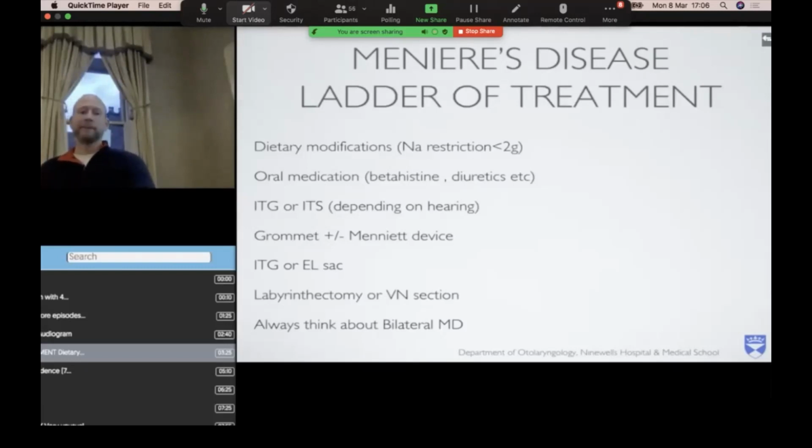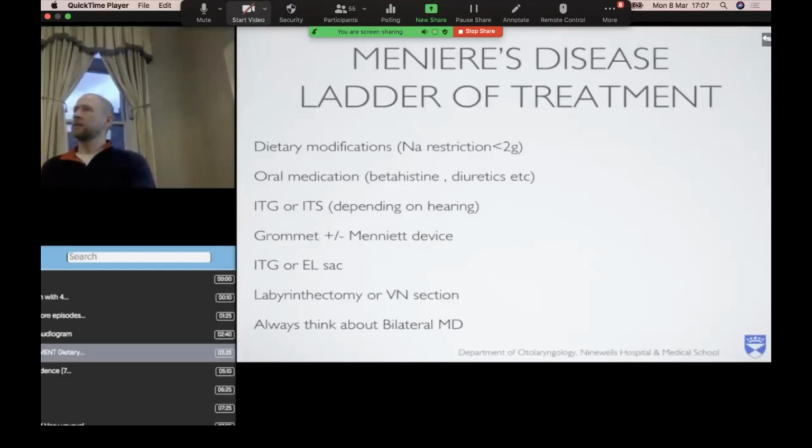Okay. Oral medication: betahistine, diuretics. Many people will already be on that. I'll talk about the evidence for that in a minute. Next layer would be intratympanic therapies, steroids or gentamicin, and this really has become my first-line treatment now. Intratympanic steroids is pretty much my first-line treatment. Beyond that, a little bit more intervention: a grommet plus or minus a Meniere's device.